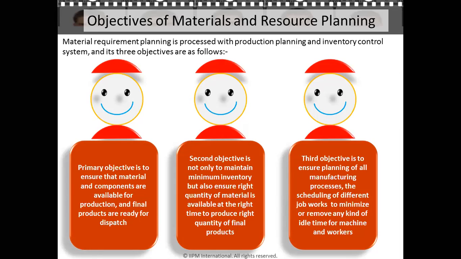What are the objectives of materials and resource planning? Number one, the primary objective is to ensure that materials and components are available for production and final products are ready for dispatch. The second objective is not only to maintain minimum inventory, but also to ensure the right quantity of material is available at the right time to produce the right quantity of final products. And thirdly, to ensure planning of all manufacturing processes and scheduling of different job works to minimize or remove any kind of idle time for machines and workers.